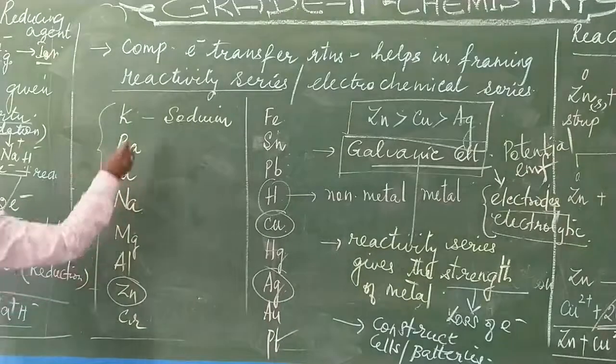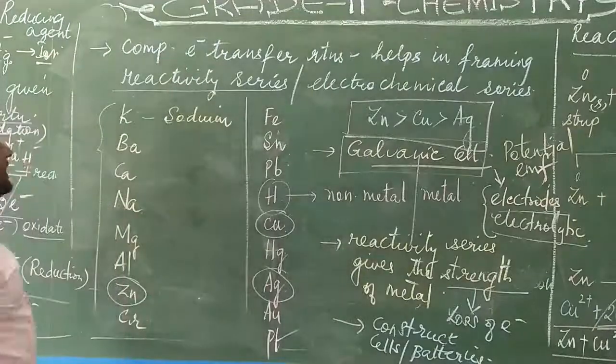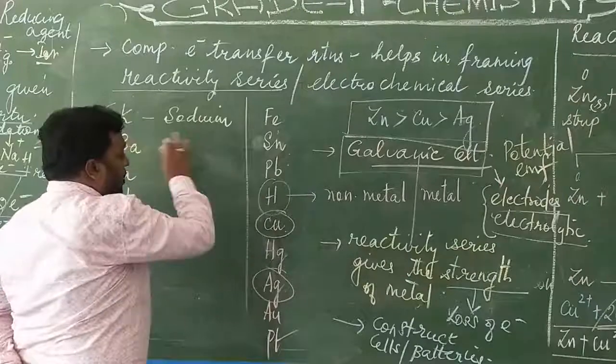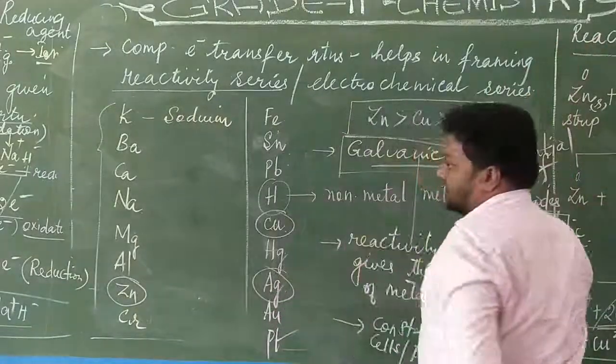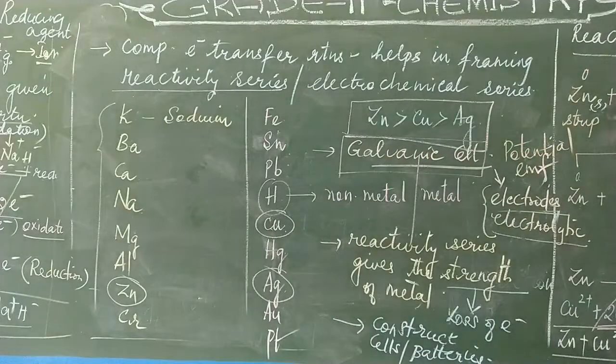So for the electrodes and the electrolytic solution, we will be using the metals of the electrochemical series or the reactivity series. On what basis have we framed this reactivity series or electrochemical series? It has been framed based on the redox reaction, based on the oxidation potential and the reduction potential.